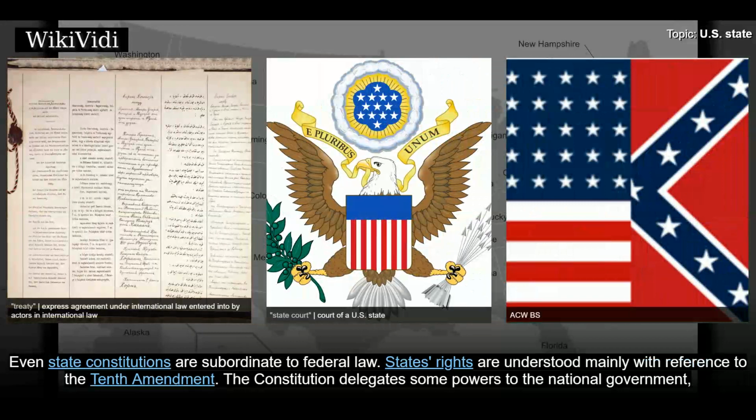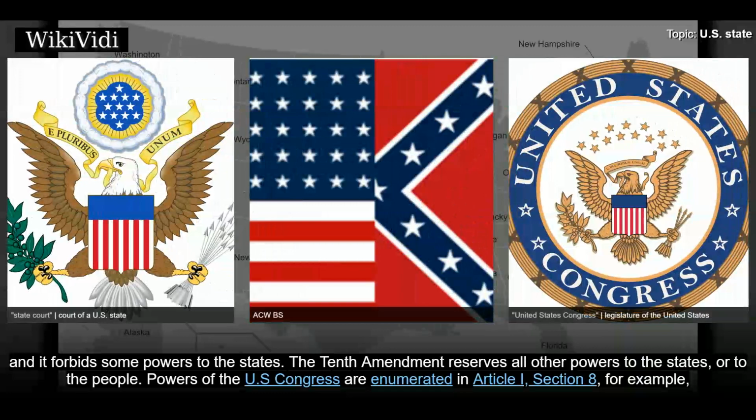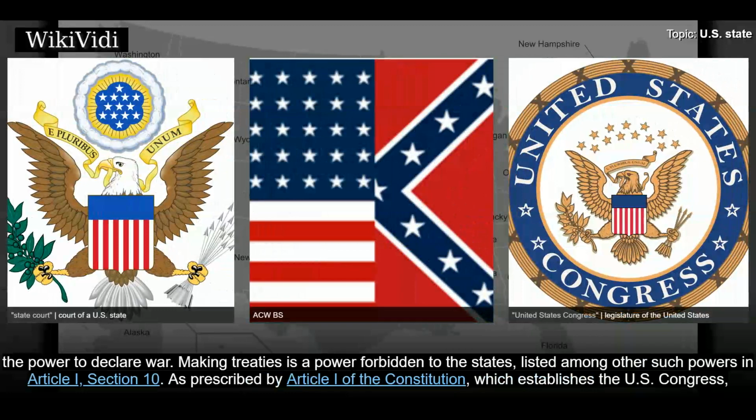States' rights are understood mainly with reference to the 10th Amendment. The Constitution delegates some powers to the national government, and it forbids some powers to the states. The 10th Amendment reserves all other powers to the states, or to the people. Powers of the U.S. Congress are enumerated in Article I, Section 8, for example, the power to declare war. Making treaties is a power forbidden to the states, listed among other such powers in Article I, Section 10.